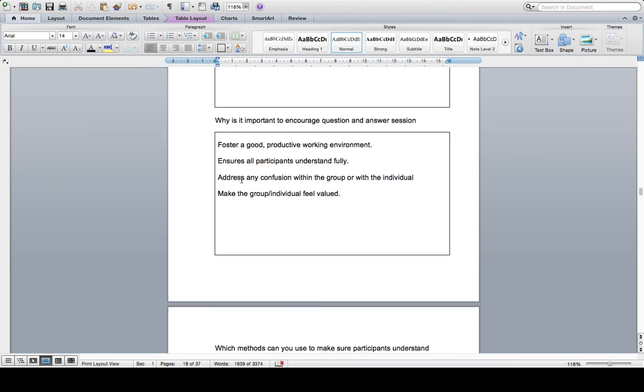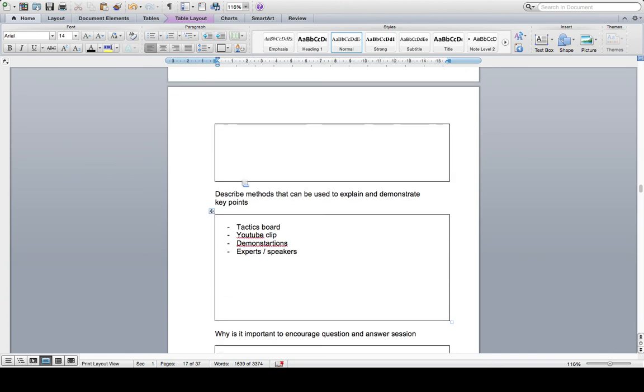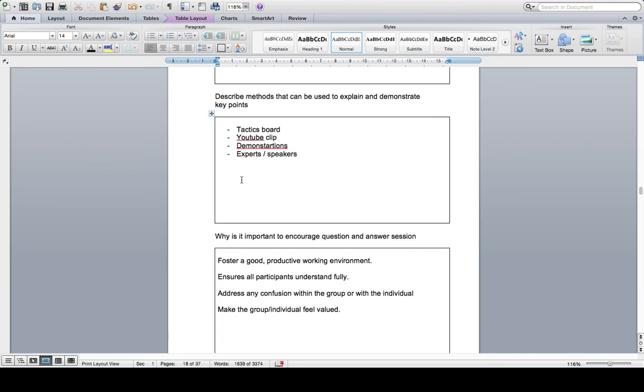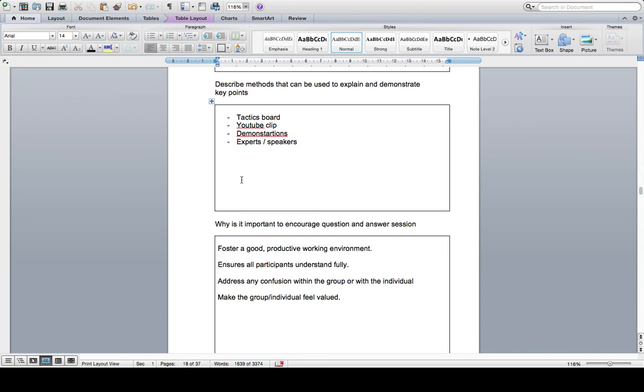All right, then we're getting towards the end here now. Next up we have got describe methods that can be used to explain and demonstrate key points. Now, I've mentioned this in previous boxes, guys, so I'm not going to go into this too much. You can use a tactics board to get your point across, YouTube clips, demonstrations. If you're part of a company, your company could get expert speakers in, so you might get a Paralympian in who can talk specifically about swimming and disabled swimming. Someone that's really got that experience, you can get them in, and they can demonstrate and explain key points. You can get experts in from any area.